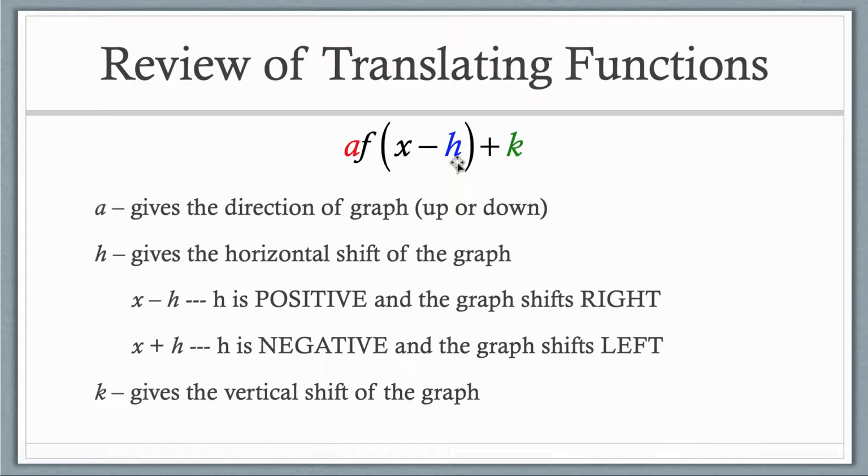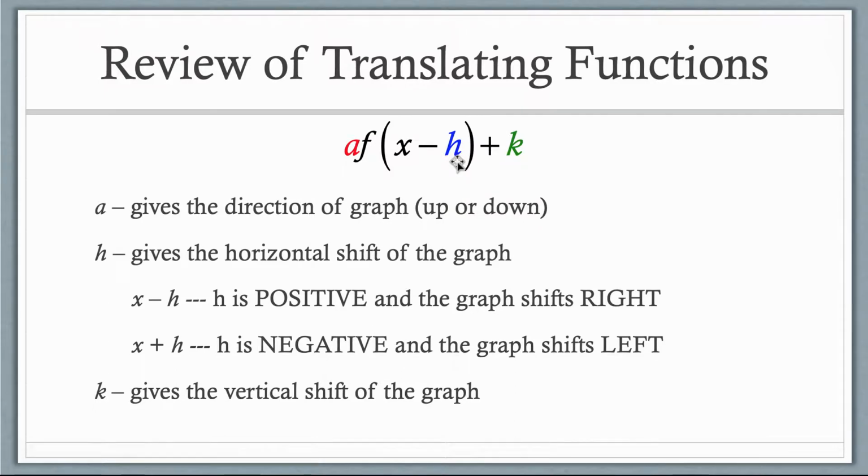So if I have x minus h inside the function, h is going to shift to the right. If I have x plus h within the function, then I'm going to shift to the left. Lastly, we have a value of k that can be added or subtracted outside of the function. That gives the vertical shift. So a positive k will shift my graph up, and a negative k will shift my graph down.